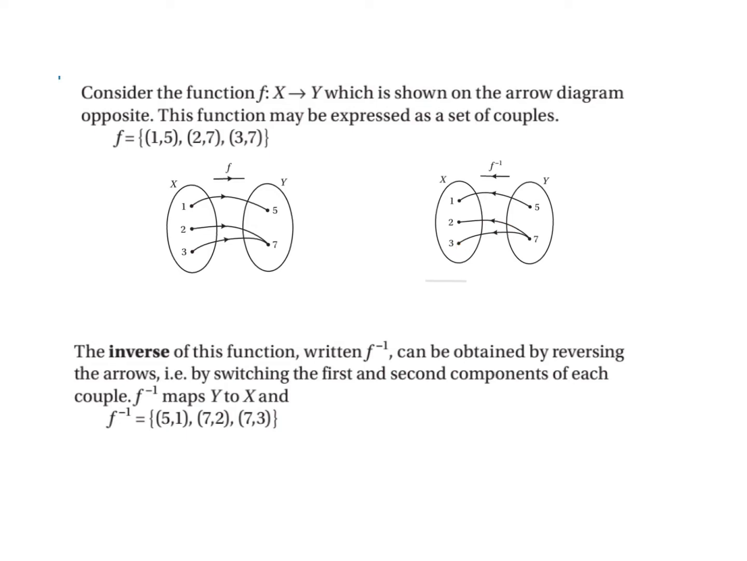So if we wrote these as a set of couples in this direction, we get (1, 5), (2, 7), (3, 7). That's written there. Notice if we're going in the opposite direction, so the inverse function, we're going 5 to 1, 7 to 2, and 7 to 3, which here you can see (5, 1), (7, 2), (7, 3). And just like the notation before with the sine to the minus 1, hopefully you can see that we write f to the minus 1, and that tells us that there is an inverse function, as you can see written down here.